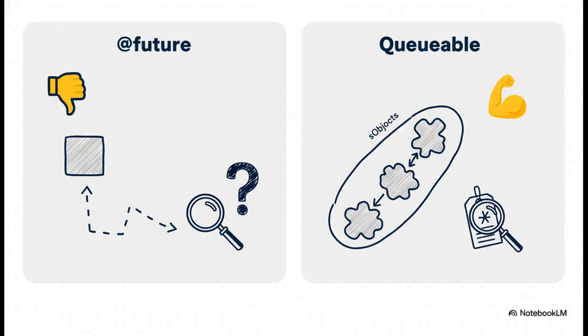And when you look at them side by side, the differences are pretty stark. With @future, you're stuck with simple parameters, no chaining jobs together, and good luck trying to monitor what's going on. But then you look at Queueable, it handles complex parameters, like entire S-objects, your actual account or contact records. It lets you chain jobs to create a real workflow, and you get that precious job ID for proper monitoring and control. The advantages are just huge.